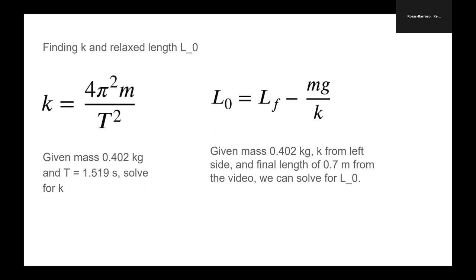And in terms of finding k and the relaxed length L naught, in order to solve for k, we rearrange the period equation, which gets us 4 pi squared mass over T squared. And given that the mass is 0.402 kilograms and the period is 1.519 seconds, we can solve for k. And for L naught, given the final length of the spring, which is 0.7, we can subtract mg over k to get L naught.